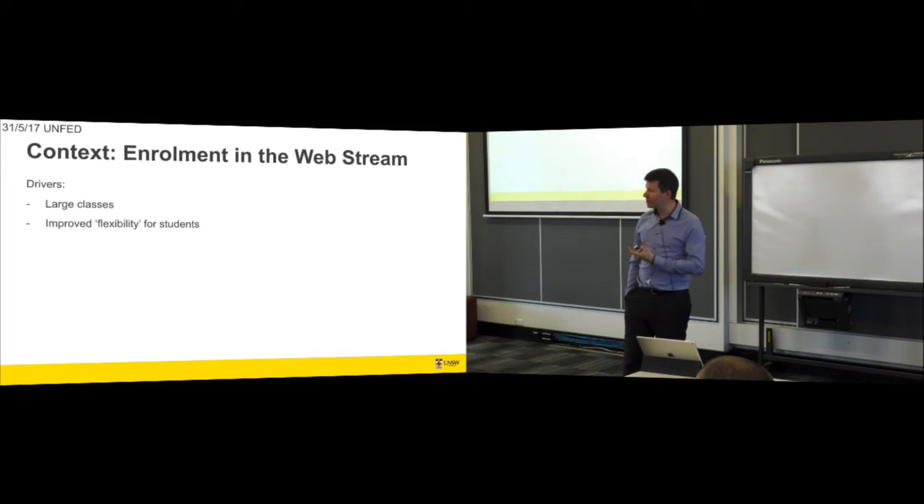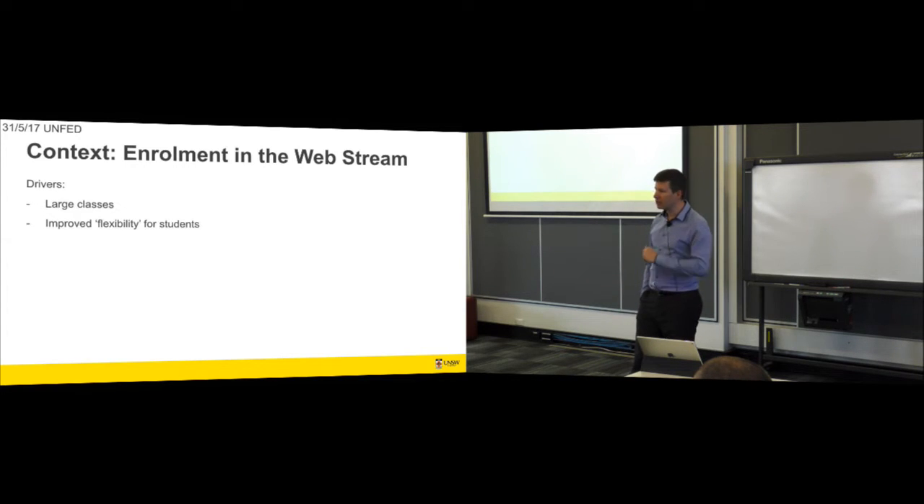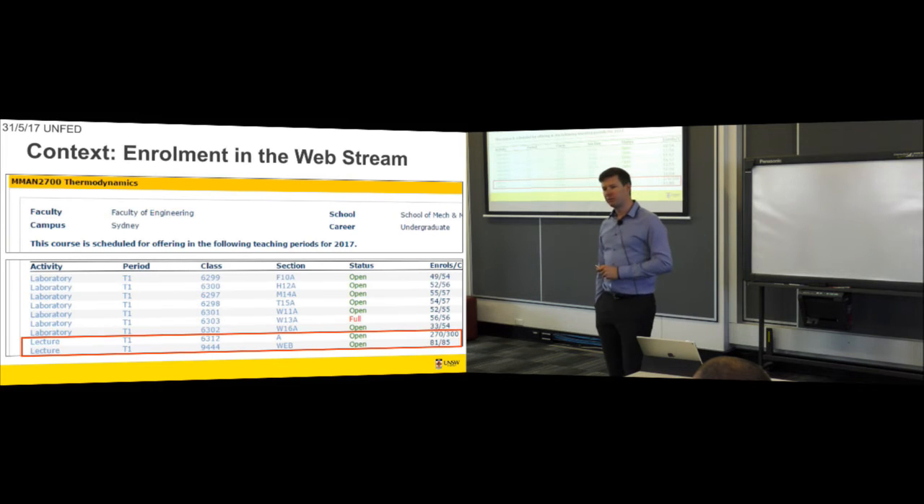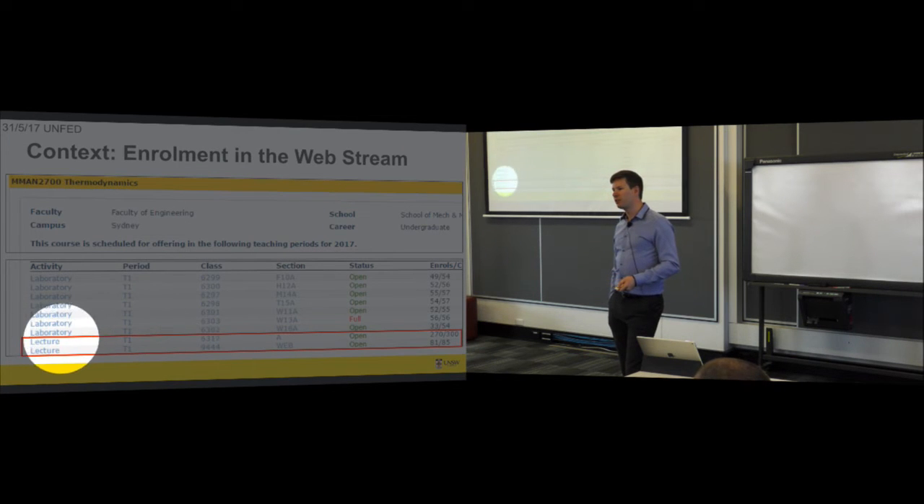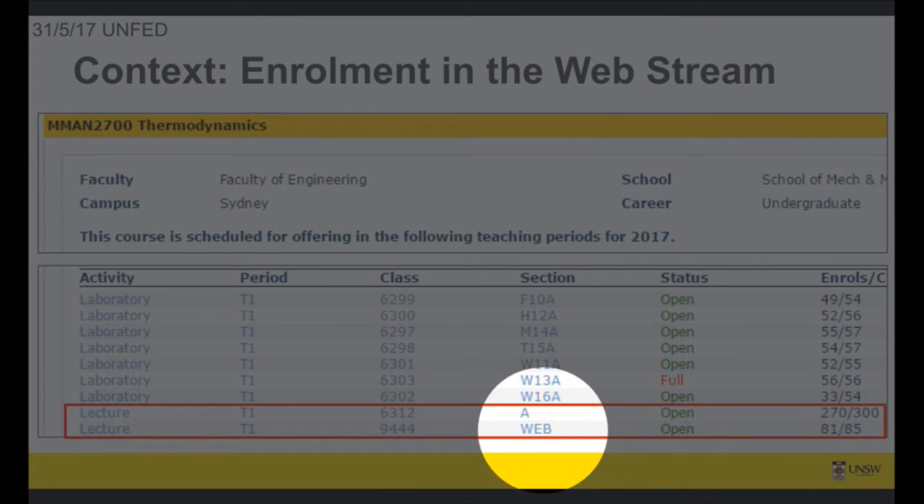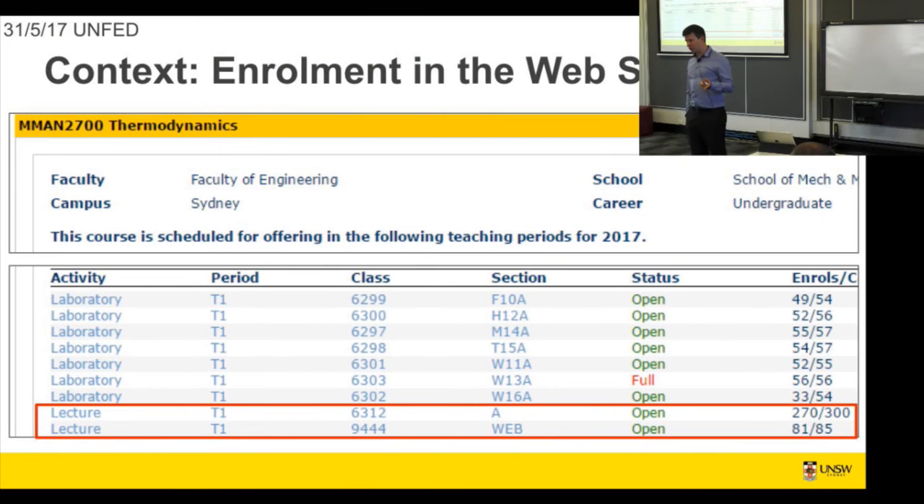So we've got large classes, and also the university is striving for flexibility, being digital. They're words that we're using, so this is trying to fulfill that. So this is what my enrolment looked like for this year. Here I've got two lecture streams. One's in a lecture theatre and one's called a web stream. My enrolment's 270 are my traditional students, so they attend a lecture, and 80 students are in the web stream.